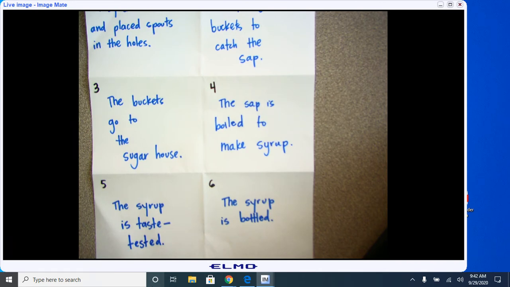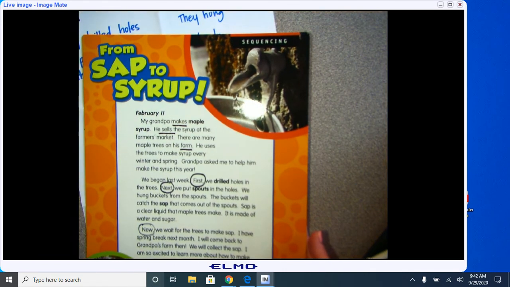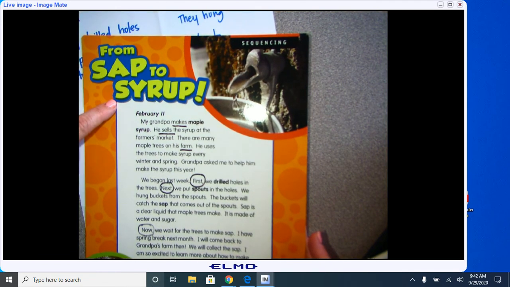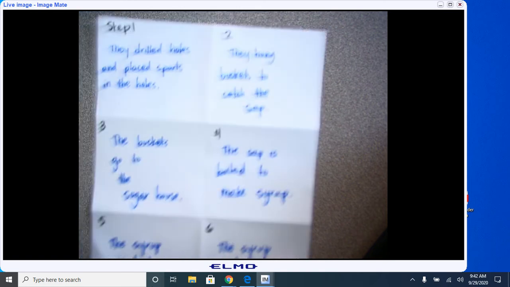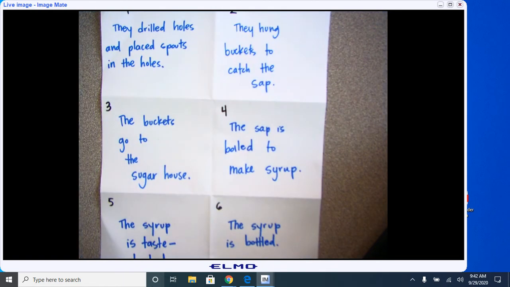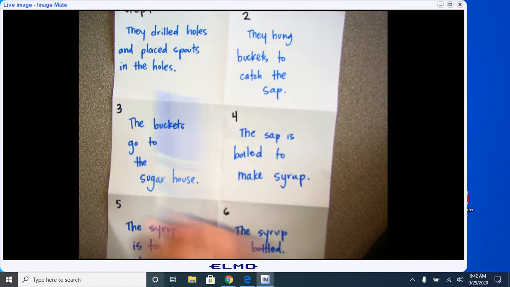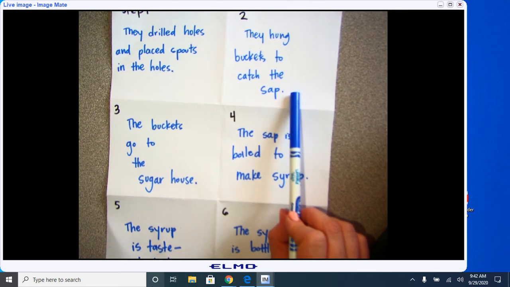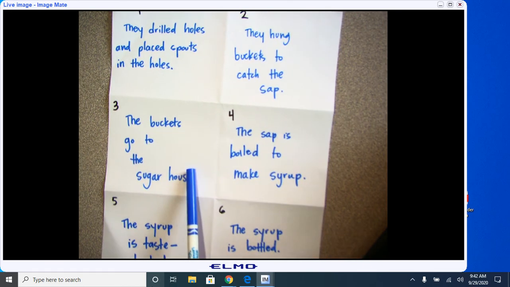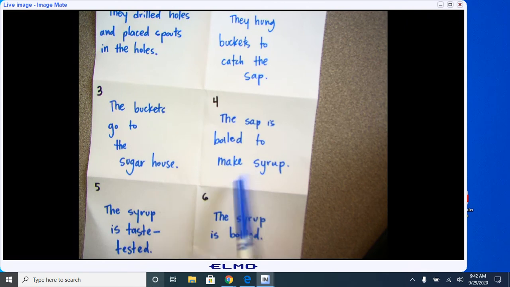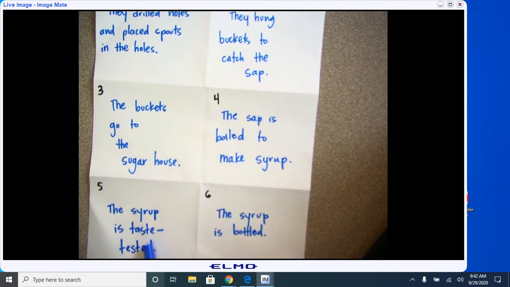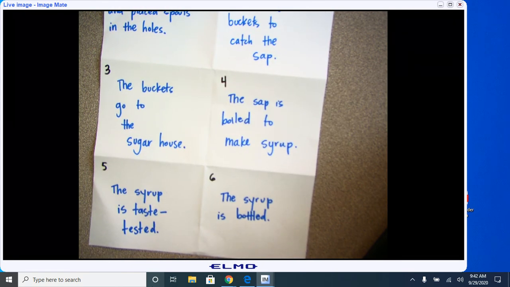Okay, so we read this story, how sap from the tree turns into syrup, and then we wrote down a list or a sequence of how that happens. They drill the hole and place spouts in the hole. They hung up buckets to catch the sap. The buckets go in the sugar house. The sap is boiled. They taste it and then they bottle it up.